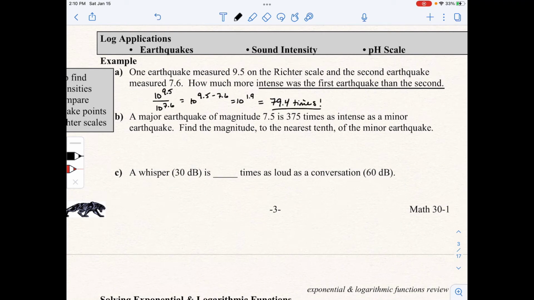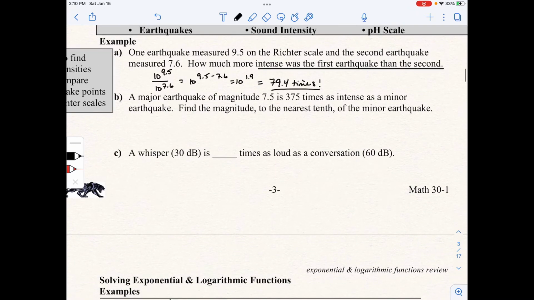Okay. Now for question B, it says a major earthquake of magnitude 7.5 is 375 times as intense as a minor earthquake. So we know that 10 to the 7.5, when I divide their intensities, we get 375. And the second earthquake, we don't know what the magnitude is. So again, we have division of powers with the same base. So I'm going to subtract. So we get 10 to the 7.5 minus m is equal to 375.